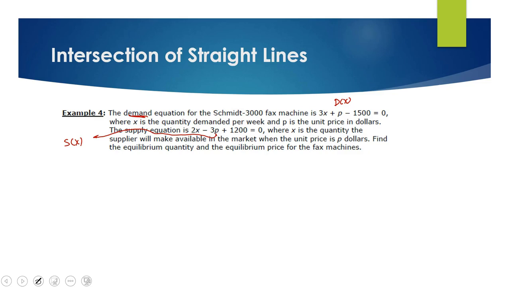The X is going to be the equilibrium quantity. The P is going to be the equilibrium price for the fax machines. So we're looking to solve a system of equations where we have 3x plus P minus 1500 equaling 0 and 2x minus 3P plus 1200 equaling 0. I want to see what X and P values work out for that.